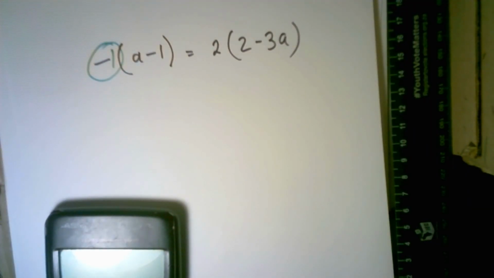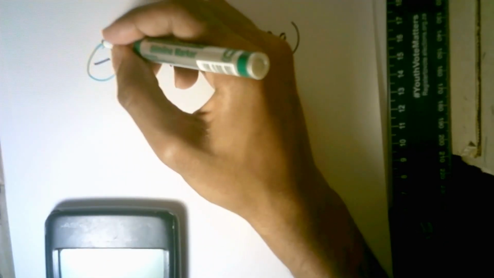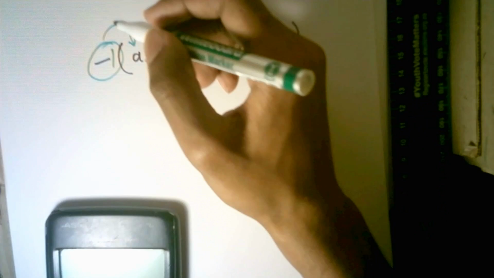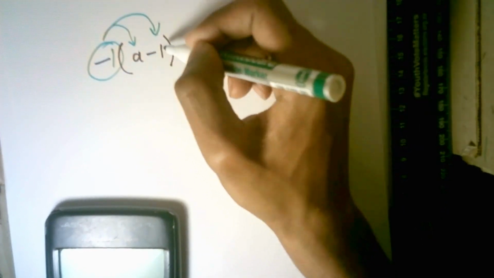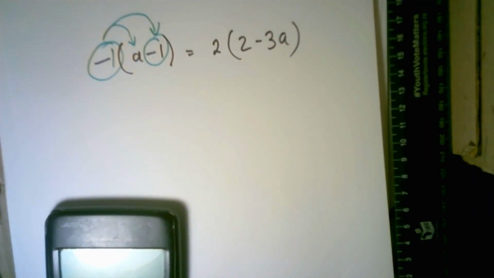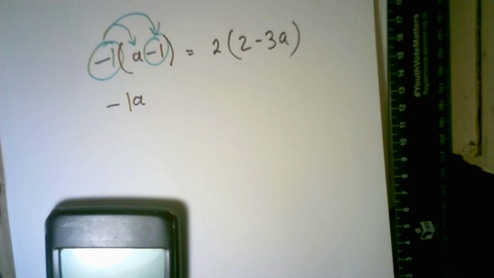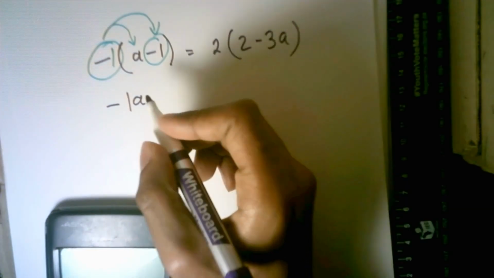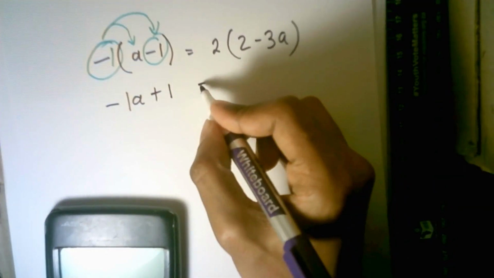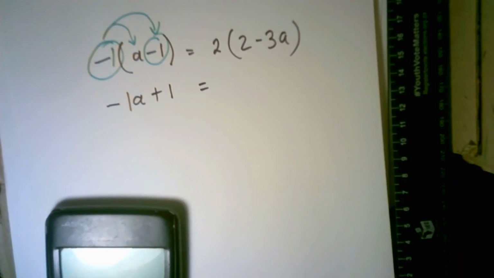So I'm going to take negative 1 and distribute it to every term that is inside the brackets. I'm going to say negative 1 times 1a and negative 1 times negative 1. So negative 1 times a is negative 1a, and negative 1 times negative 1, a negative multiplied by negative is a positive, so it's plus 1. It's equal to, and on the right hand side, I'm going to distribute 2.